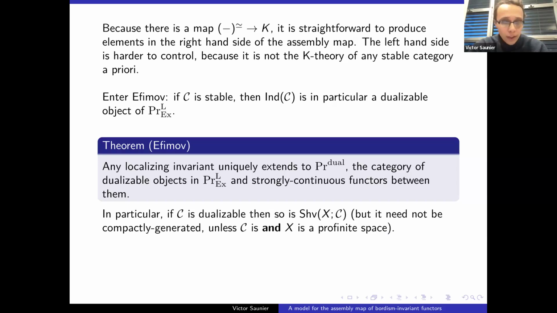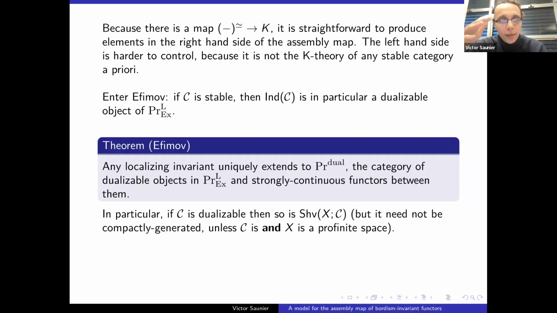And in particular, what's an example of a dualizable category that's not necessarily of the form Ind C, compactly generated? Well, if you start with any dualizable category C, say spectra, then you can look at sheaves on X, some space X in the topological sense now, with values in C.